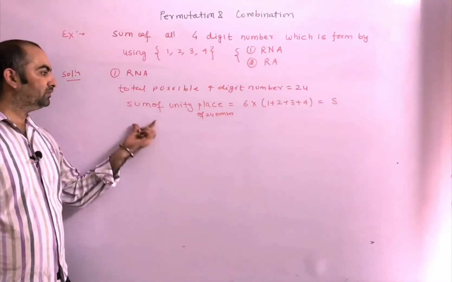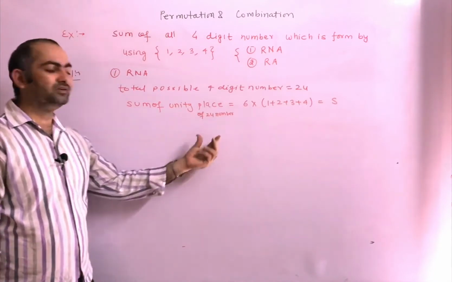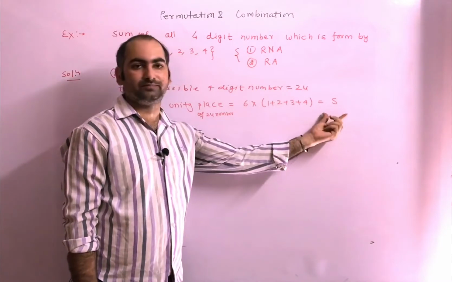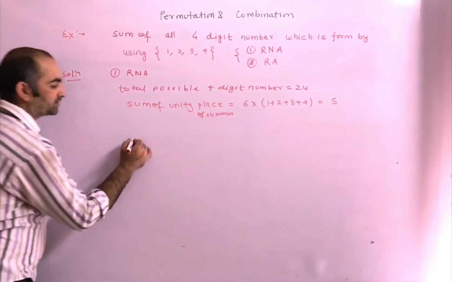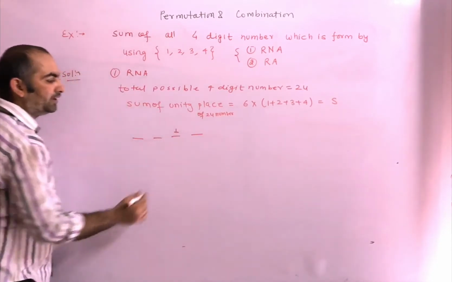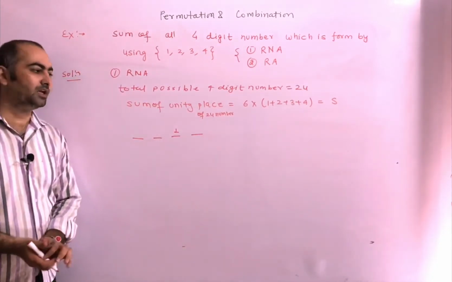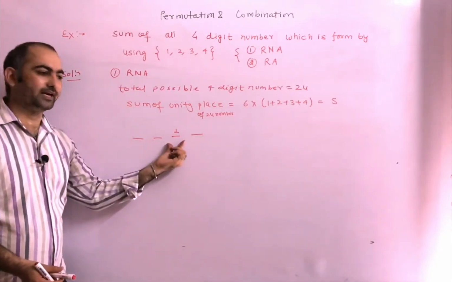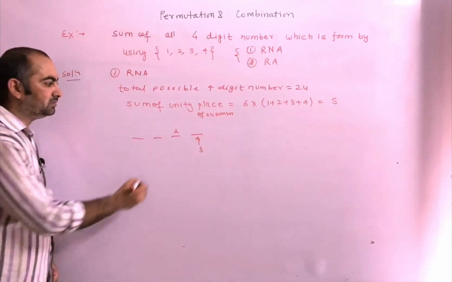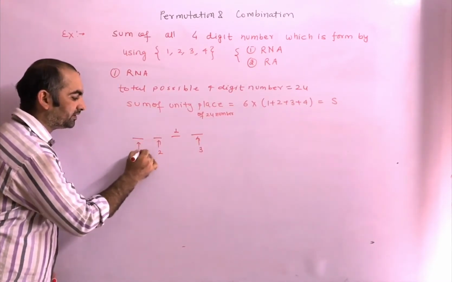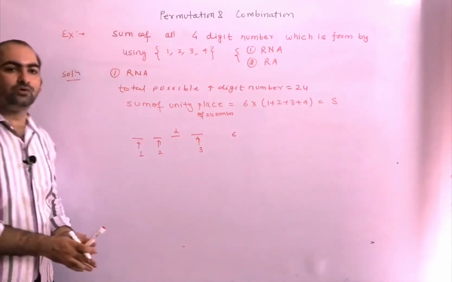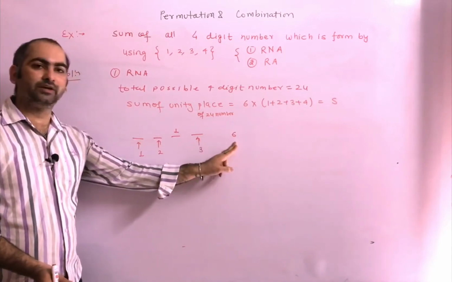Okay, so we got the sum of the unity place of the 24 numbers. That will be 6 into (1 plus 2 plus 3 plus 4). Let us call that S. Now what we are doing: there are 4 places. Now at the second place we are fixing 1. Now we are finding out, of the 24 numbers, in how many numbers 1 is at the second place. This place, how many numbers can we put? 3. This place? 2. This place? 1. So 3 into 2 into 1, that is 6. So out of 24 numbers, there are 6 numbers where the second place is 1.